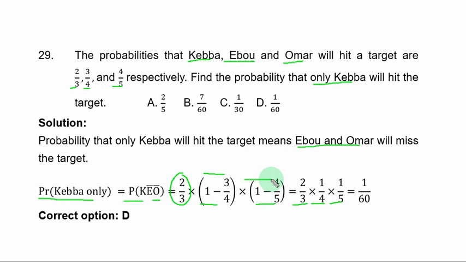If you multiply, first 2 cancels with 4, it becomes 2. So 1/3 times 2, that is 6. And 6 times 5 is 30. So what you have there is 1/30. Therefore, C is the correct option.